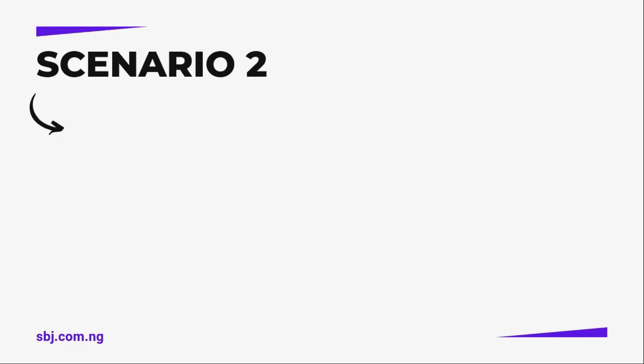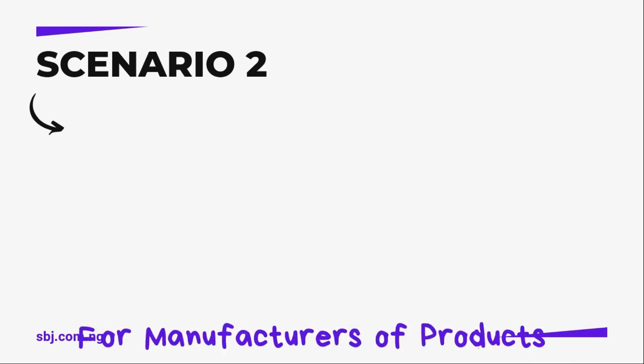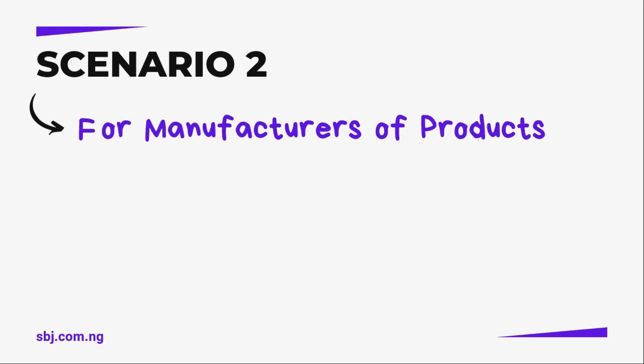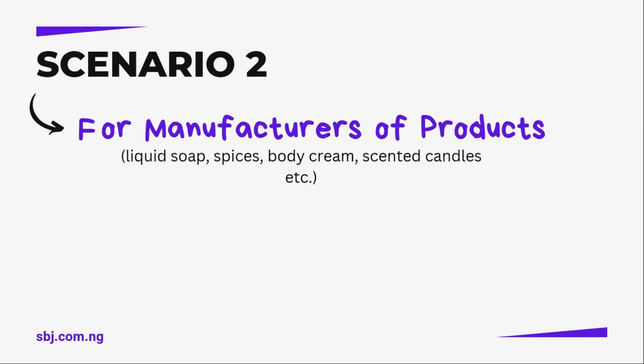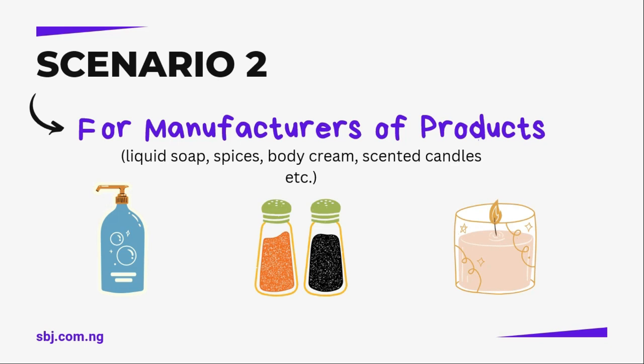In the last lesson, I showed you how to calculate the actual cost if you are someone who buys and resells physical products. So in this lesson, we'll be talking about how to calculate actual costs for those who actually manufacture what they sell. This is for manufacturers of products. You do a lot of measurements, you mix ingredients together. You're into production of liquid soap, spices, body cream, scented candles, items that can be measured. Then this is for you.